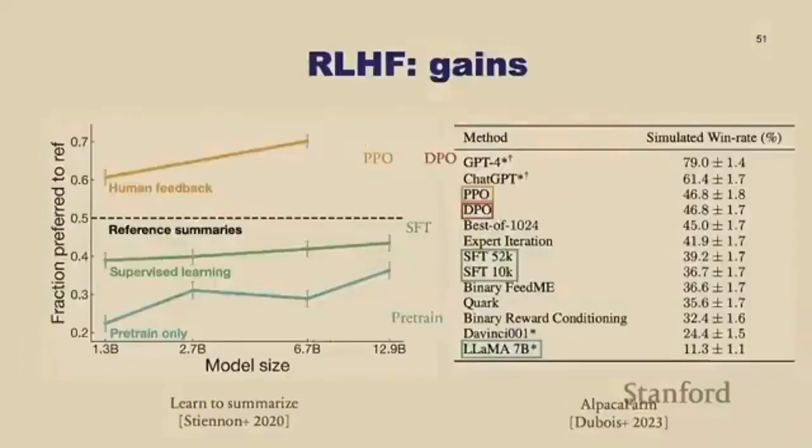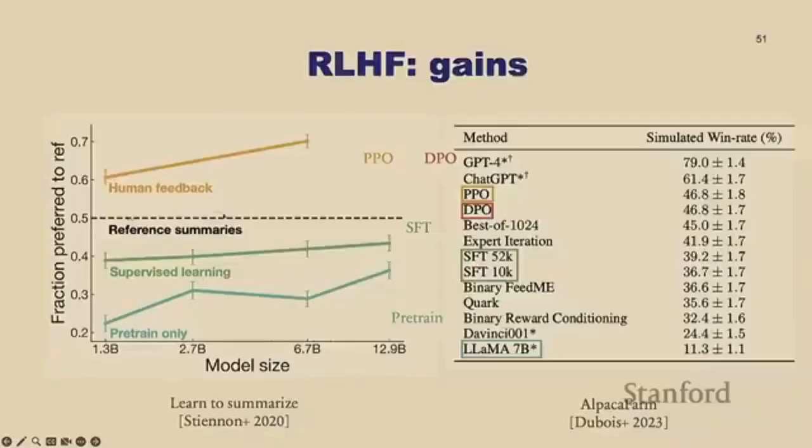Gains. Those are all the papers on the left. Here, this is on a summarization task. All I want to show you is that the pre-trained models were okay, and they improve with scale. If you do supervised fine-tuning, you improve them a little bit more. If you do PPO or something with RLHF, with human feedback, you get performance that is oftentimes, depending on the benchmark, even better than humans.